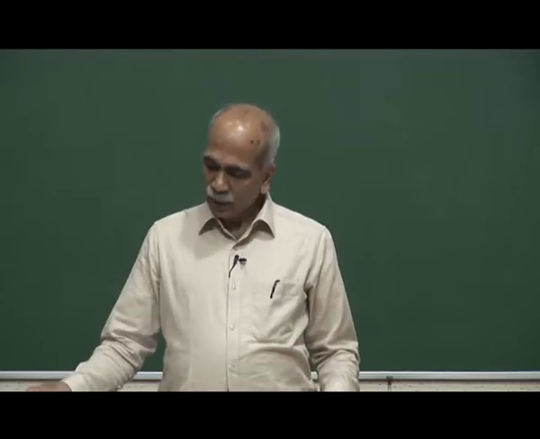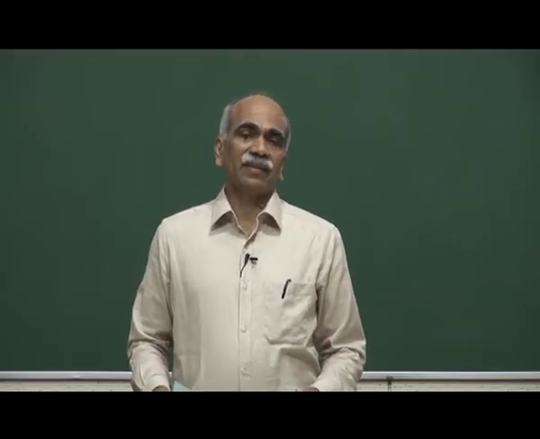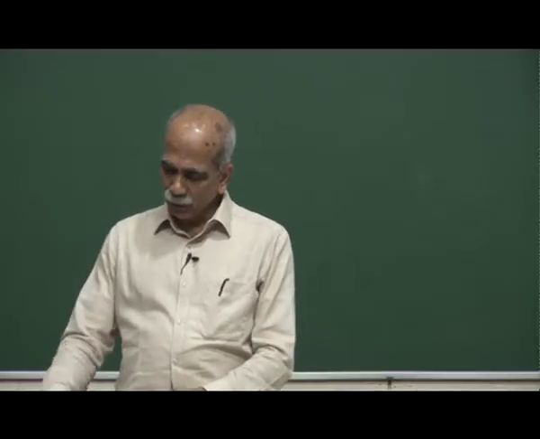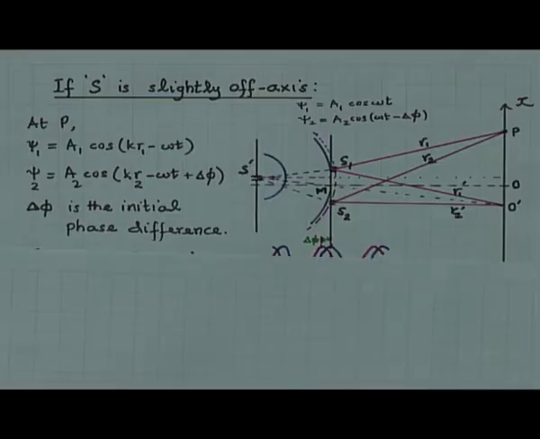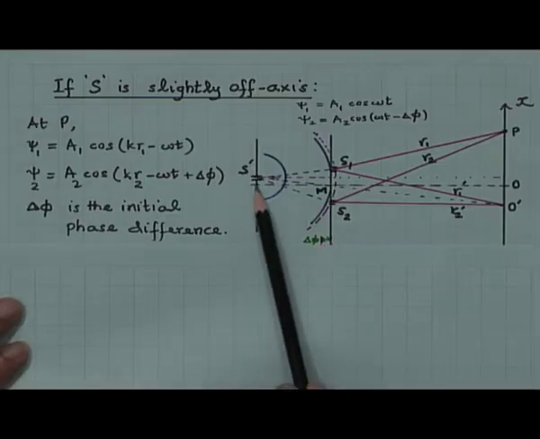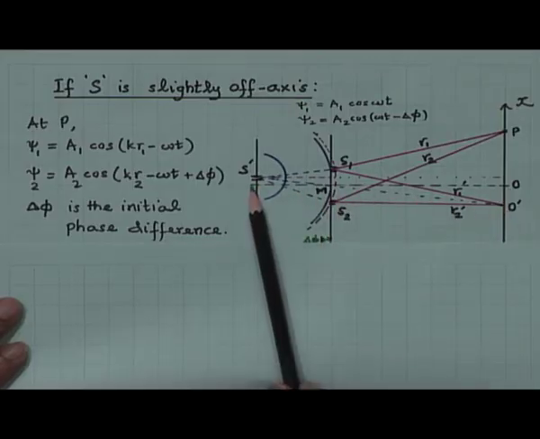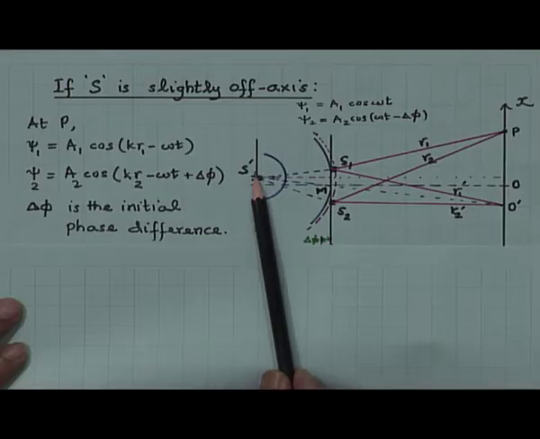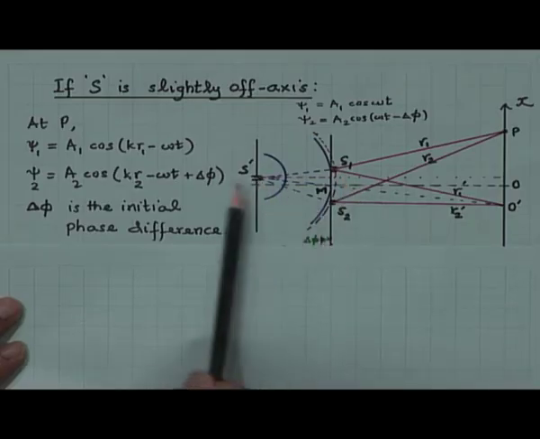We now look at a slightly different situation, where the source S has a finite offset. So, here is the new discussion that we want to make. Let us look at the diagram first. If the source S has a small offset, it is not along this line. Instead, the source, which I am now calling S dash, is a little bit upward. Then obviously the distances S dash S1 and S dash S2 will be different, because there is an offset.